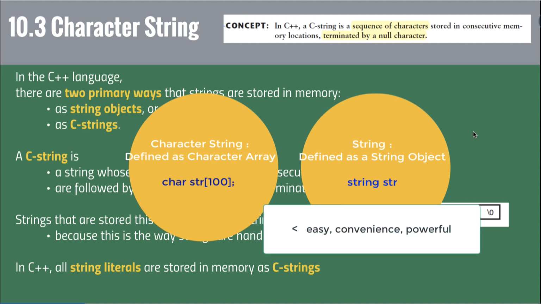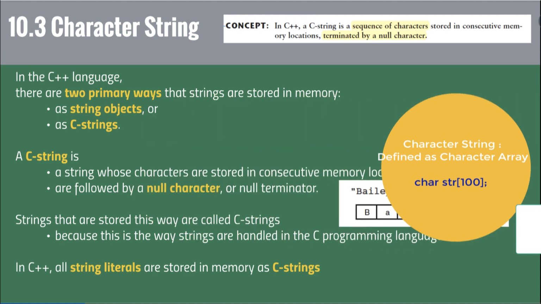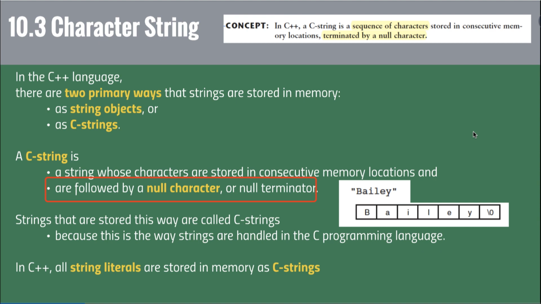Obviously, the string is easier, more convenient, and more powerful than the C-string for managing the usual character values. The C-string has a kind of troublesome feature, which is the null character. The C-string values are stored in consecutive memory locations because it is declared as a character array, and then followed by a null character. This is the way to store all string literals in C++.